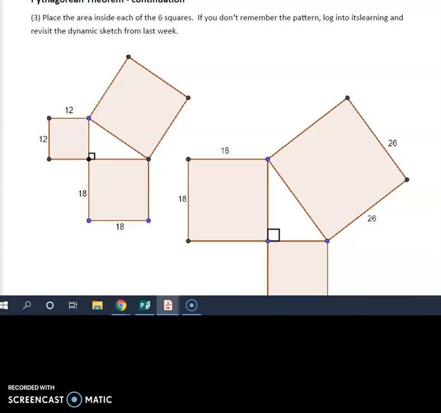But if you don't remember the rule in terms of the area relationship, go back to It's Learning. I posted the sketch in today's activities, and go back and move those pieces around and see what the relationship is. I'm not really focused a lot on length, but I do want to talk a little bit about length as we work through this. So if the area of a square happens to be 6, the length of that side is the square root of 6.